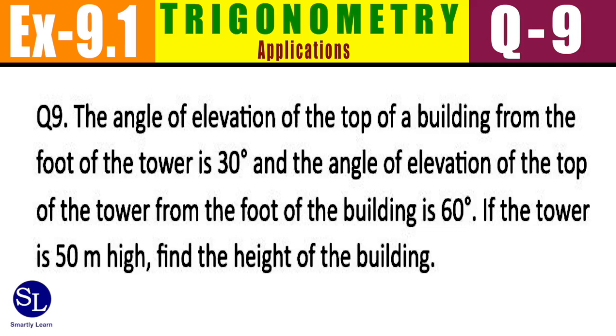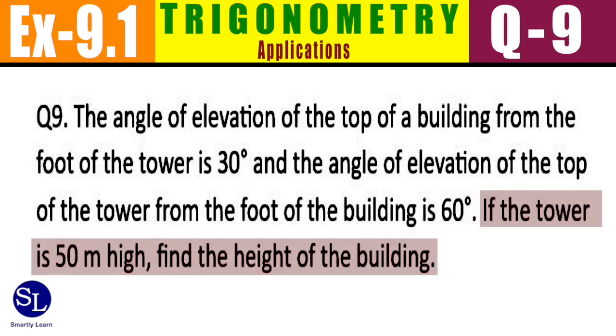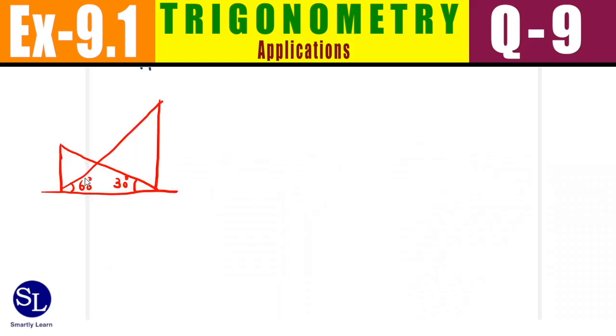Now, they're asking you if the tower is 50 meters high, find the height of the building. So I'm treating this as the tower, remember. This height is going to be equal to 50 meters. The overall height for this is 50 meters. I'm going to join this particular point like this. So now if this distance is going to be marked as height of the building H, then this part of it is going to be also referred as H.